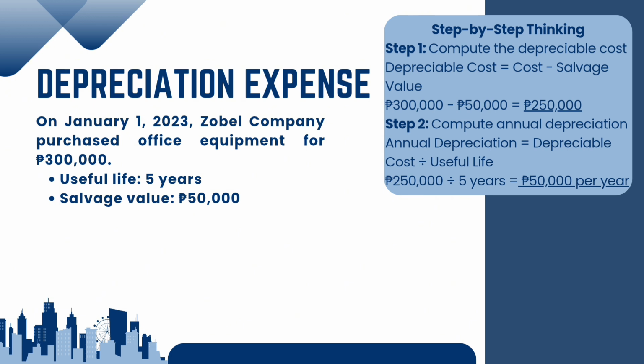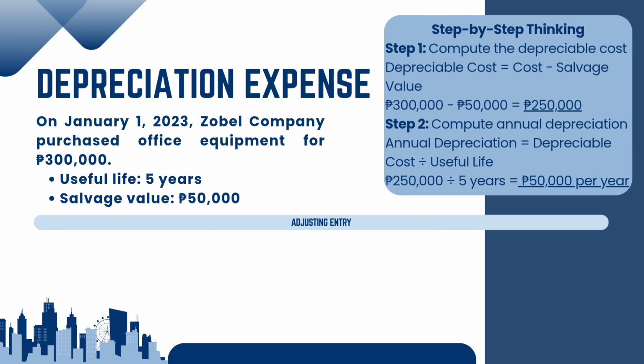Step 2. Compute annual depreciation. We get the annual depreciation by dividing the depreciable cost we got earlier by the estimated useful life. So the formula is annual depreciation equals depreciable cost divided by useful life. We got 250,000 pesos divided by 5 years equals 50,000 pesos per year. This means the equipment loses 50,000 pesos of value every year.